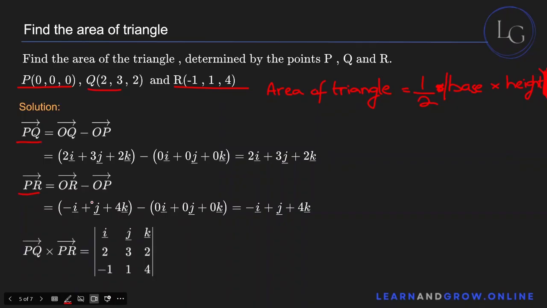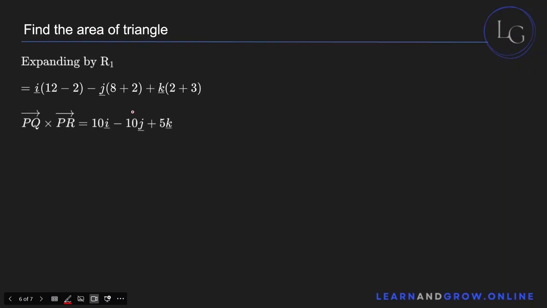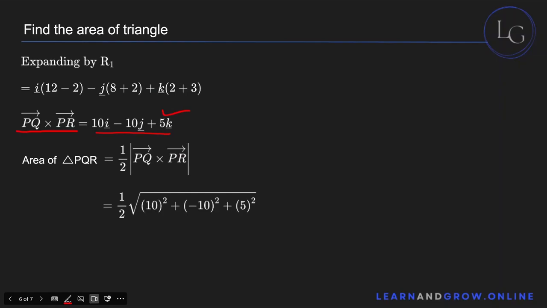Now simply, first you have to find the cross product of PQ and PR with the same method that we discussed earlier. Again, I'm not going to explain how this is done. It's fairly simple by this point. Now, expand R1 and you get the result of the cross product. Now what you have to do is simply multiply half with the magnitude of PQ cross PR. So half of the magnitude of this vector here. So in the end, that just results in 15 by 2 square units or 7.5 square units.